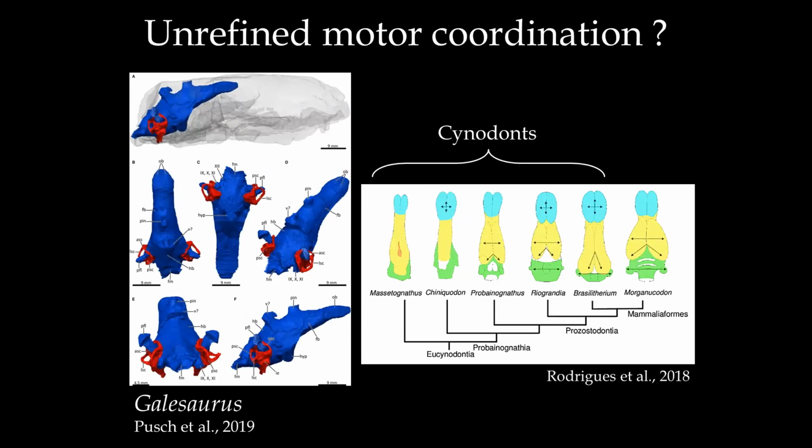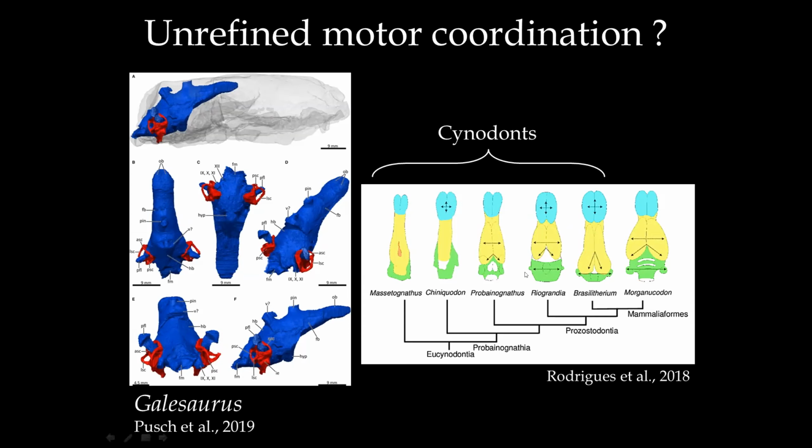And finally, the unrefined motor coordination. Of course, it's difficult to quantify motor coordination in an extinct animal, but looking at the floccular fossa, for the floccular lobe, which has a function in stabilizing the gaze, and looking at the evolution of the cerebellum in general, we see that the floccular fossa was extremely well developed in our cynodonts. Actually, most mammals have a smaller floccular fossa than our cynodonts.